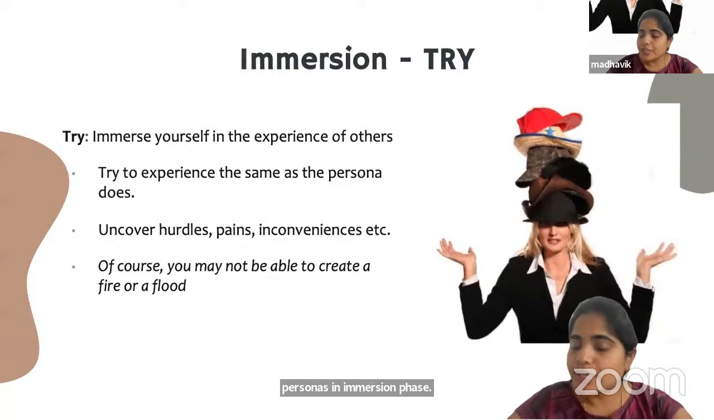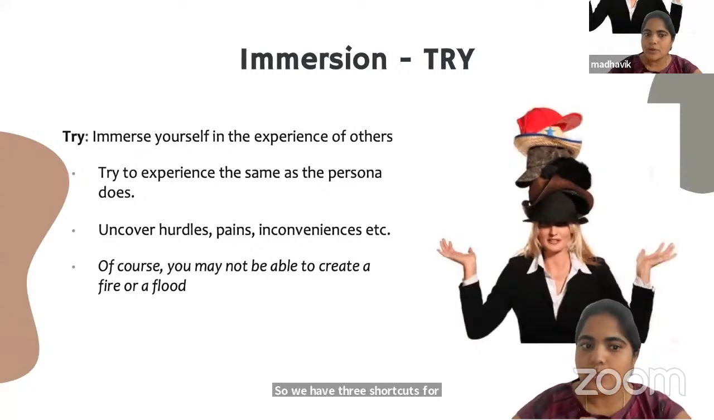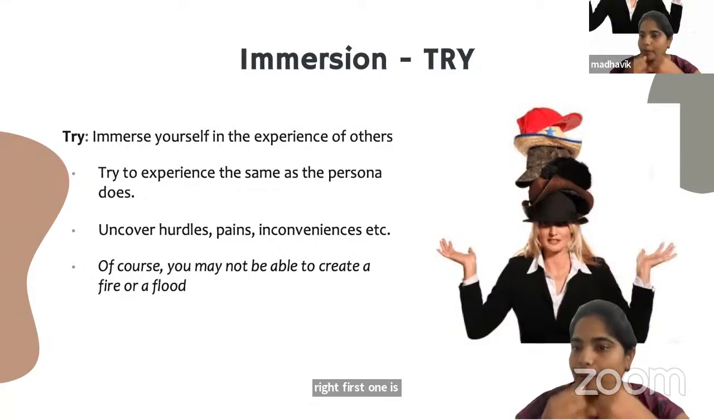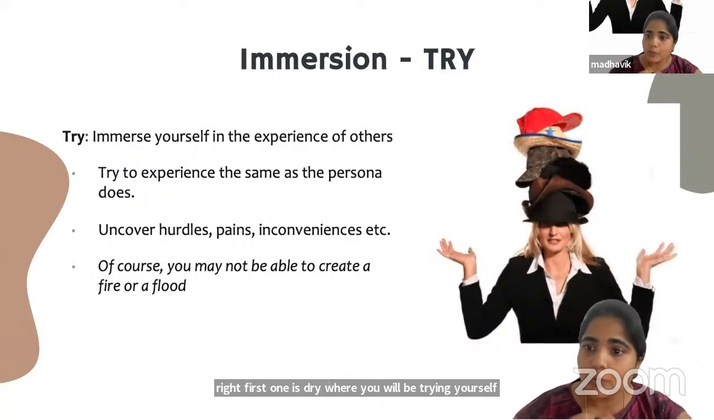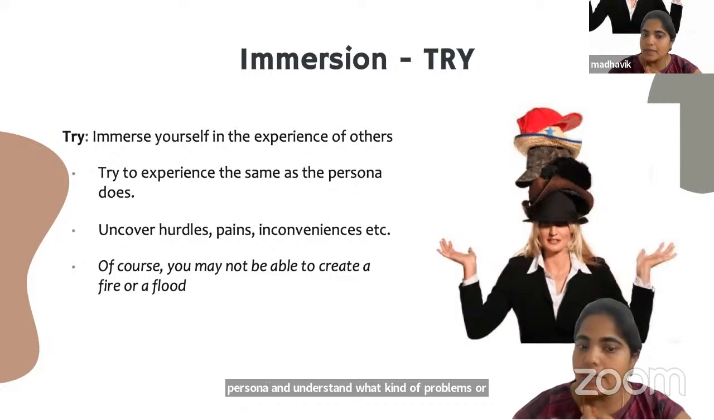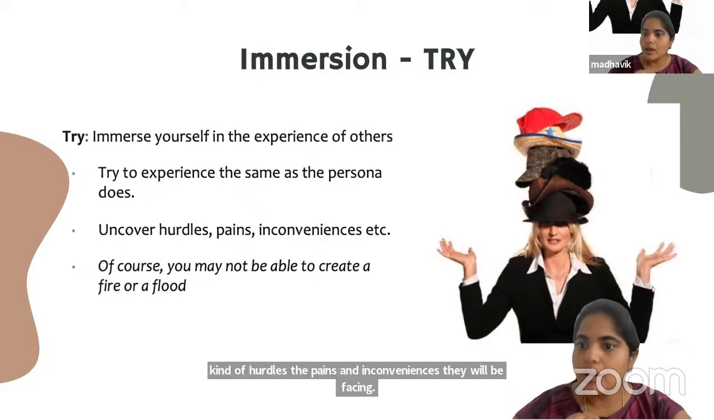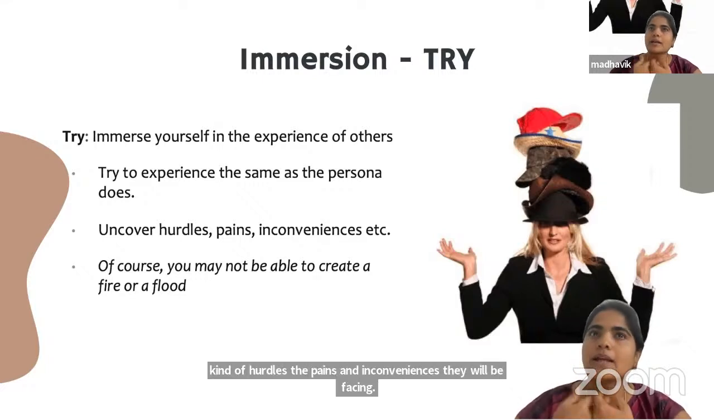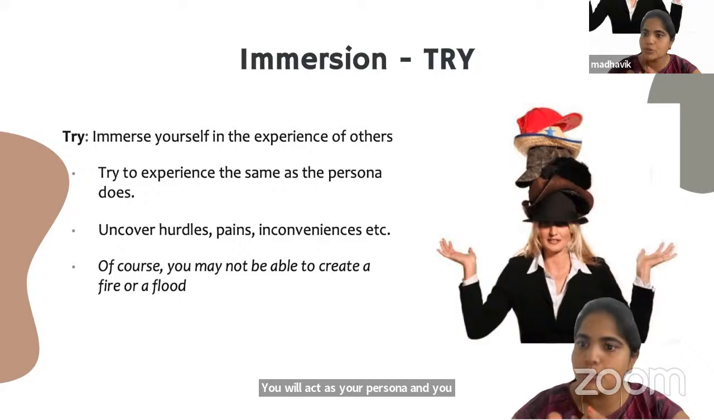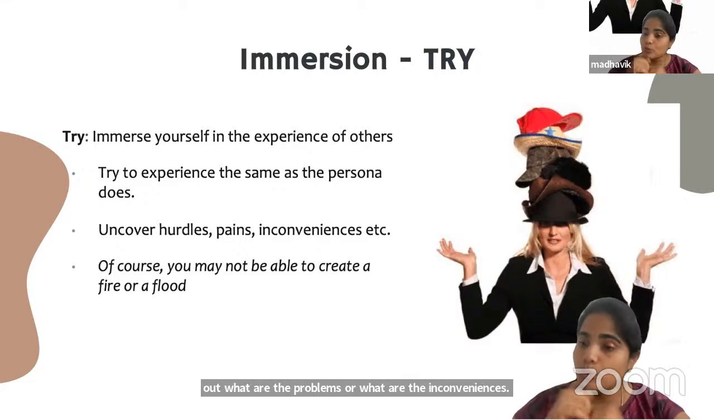So we have three shortcuts for immersion. The first one is try, where you will be trying yourself, putting yourselves in the shoes of the persona and understanding what kind of problems or hurdles, pains and inconveniences they will be facing. You will act as your persona, and you will actually find out what problems or inconveniences your persona is going through.